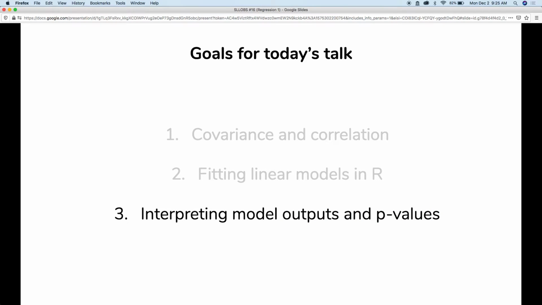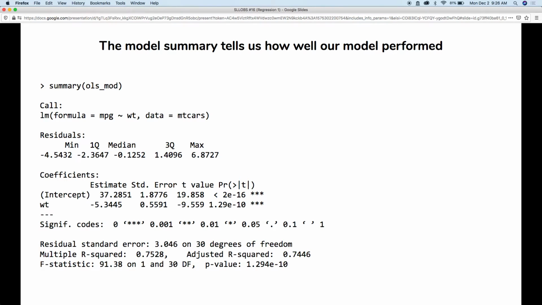Okay, so now that we've done that, we can spend a little bit more time talking about how to interpret model outputs and specifically p-values that come out of fitting a linear model in R. There's a really powerful function in R once you fit a model, which is just called summary. We've used this before to get summary statistics from data frames. But if you run summary on your ordinary least squares model, you get this fairly verbose model summary. It tells you all sorts of information about how well your model fit and gives you many more details about the vagaries of your least squares model.